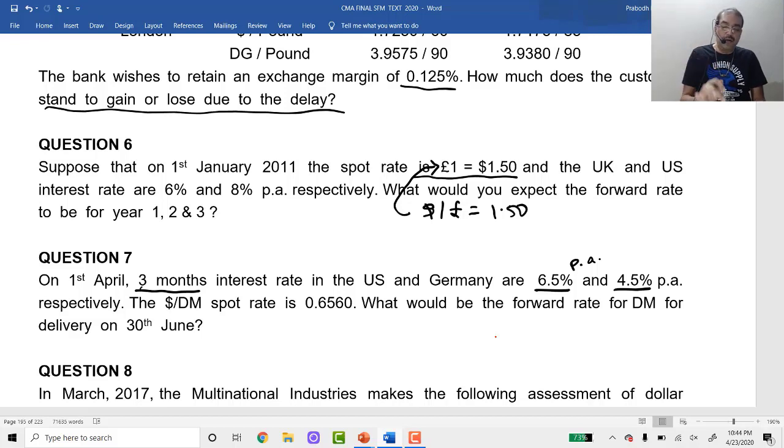The dollar to Deutschmark, DM. Deutsche Bank, USA, foreign bank, Germany. So dollar to Deutschmark spot rate is 0.6560. What would be the forward rate for a Deutschmark for delivery on 30th June? Rates of interest are given, so I solve it by the rates of interest only. What is the format in which I will write? 1 Deutschmark is equal to how many dollars? 0.6560 dollars.